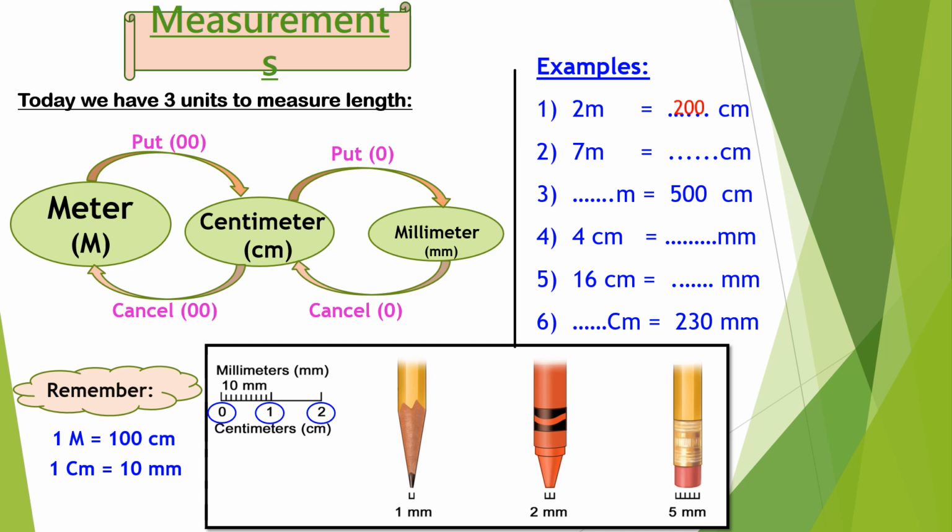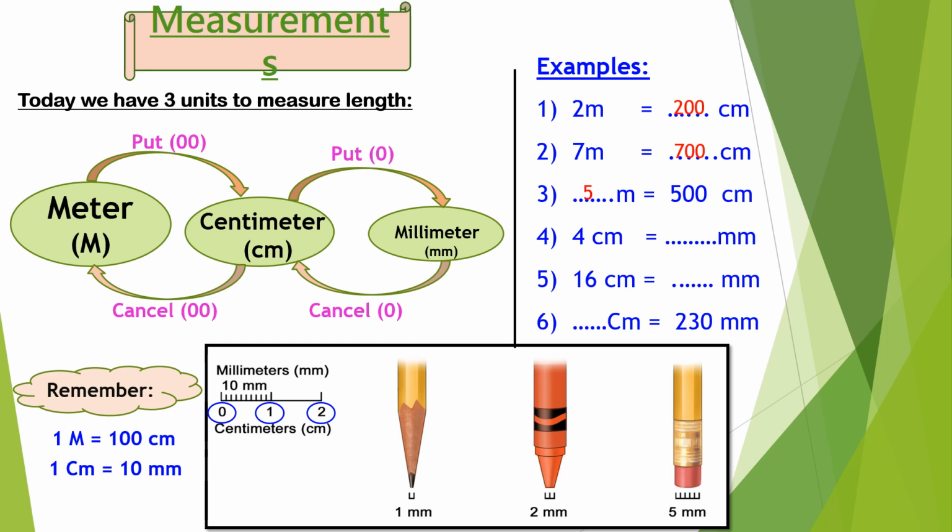7 meters, 700 centimeters. If we want to convert in the opposite direction, we have 500 centimeters and we want to convert to meters. From the smallest unit to the greatest unit, we will cancel 2 zeros. So it will be 5 meters.